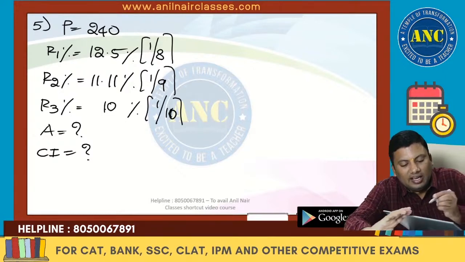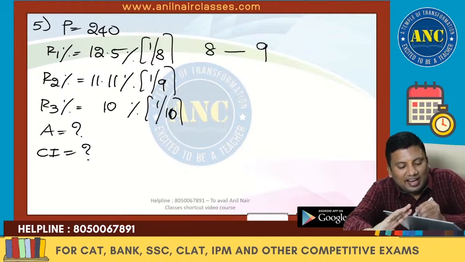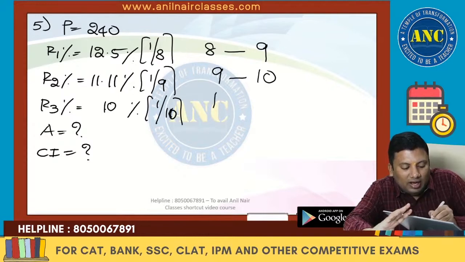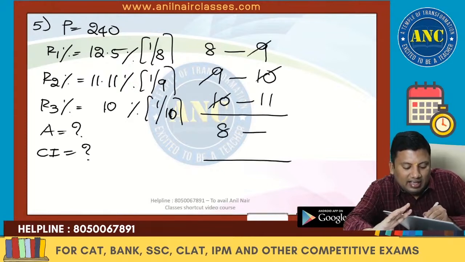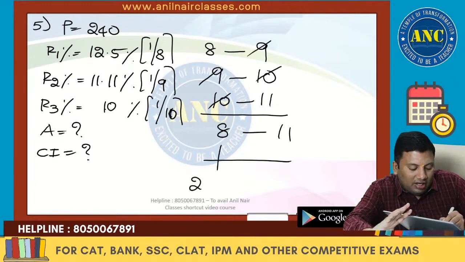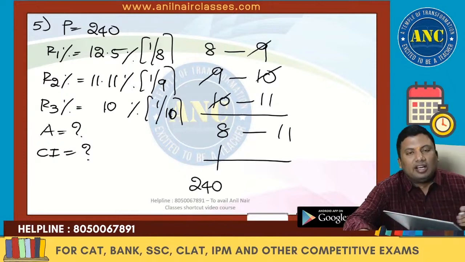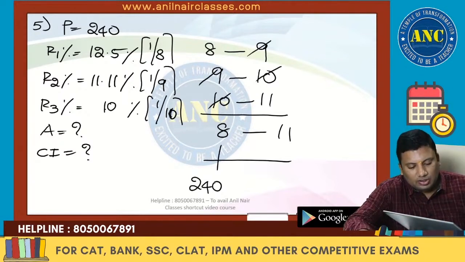Now see here. 8 there is 1 increase, 9. 9 1 increase, which is nothing but 10. 10 1 increase, which is nothing but 11. 9 9 cancel, 10 10 cancel. 8 became 11. According to the question, it is 240.